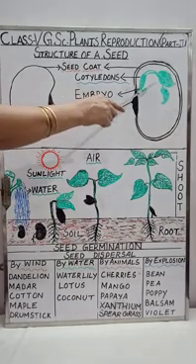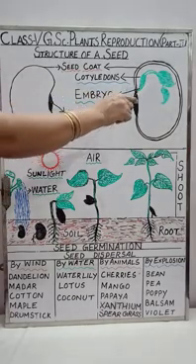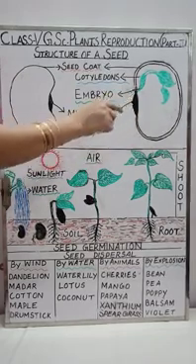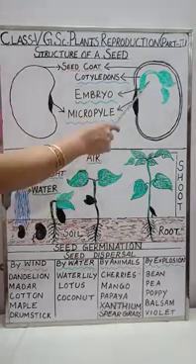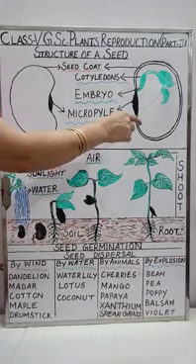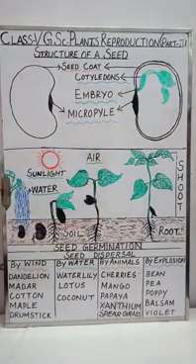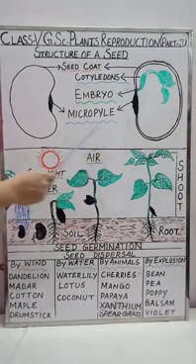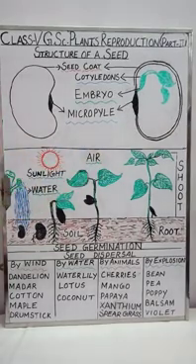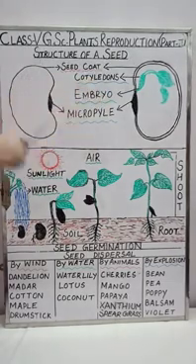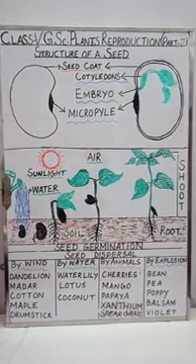Here you see the embryo. It is a baby plant, and lies inside the cotyledons. It has two parts. The radicle grows into a root. The plumule grows into a shoot. The tiny hole in the seed is known as micropyle, through which the seed absorbs water during germination. This is all about the structure of a seed.